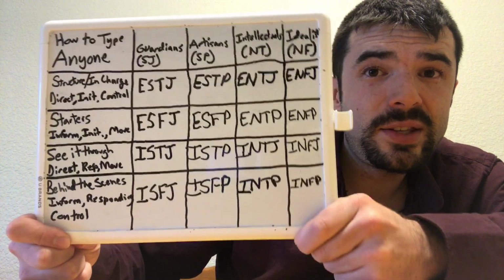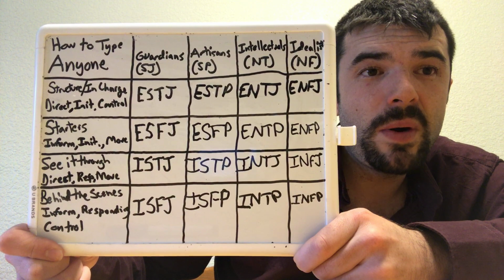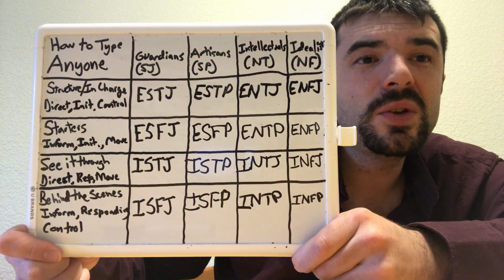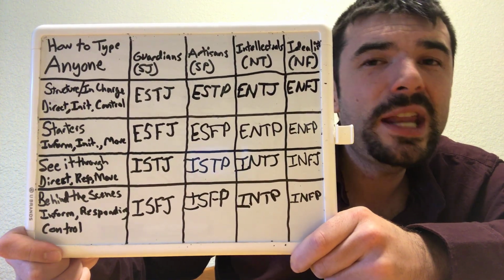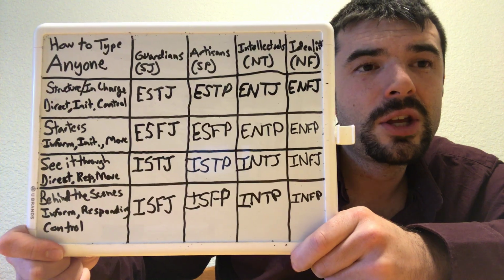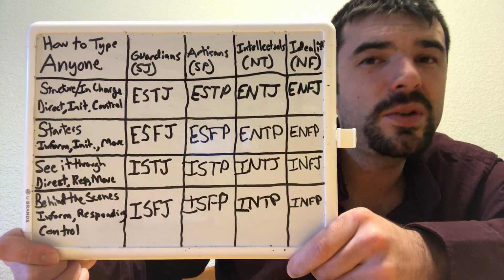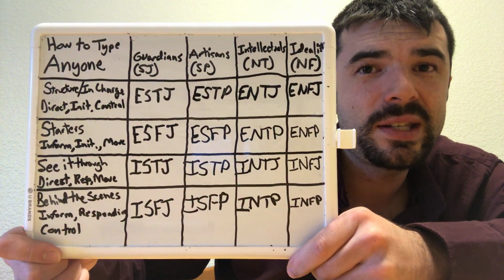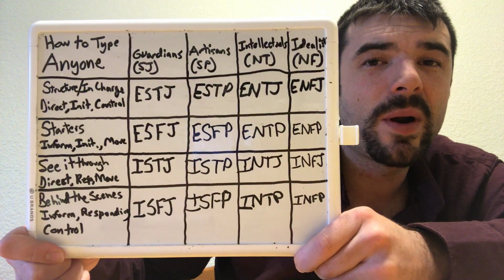And guess what? As you learn how to use this, the type grid, you don't even have to use the test anymore, because as soon as you come into contact with any human being in your life, you instantly know what type they are. You don't have to use the app. You don't have to use the test. You can just use this because you have it memorized, right?